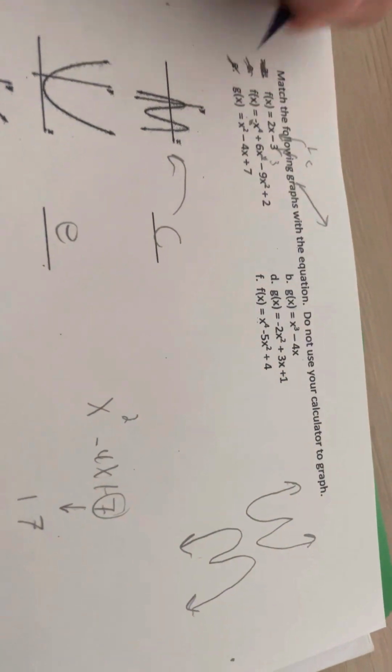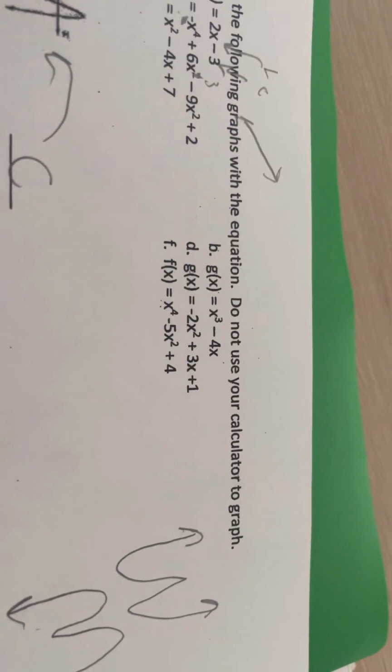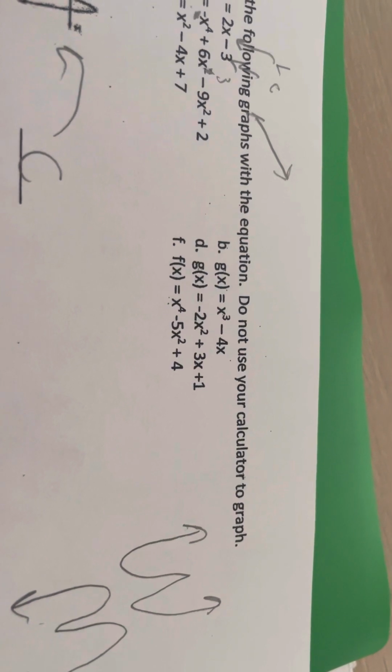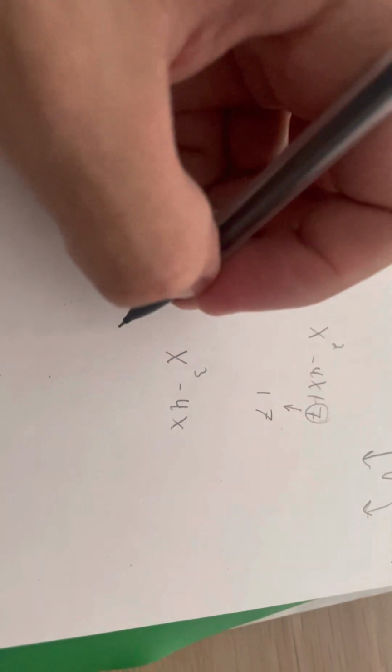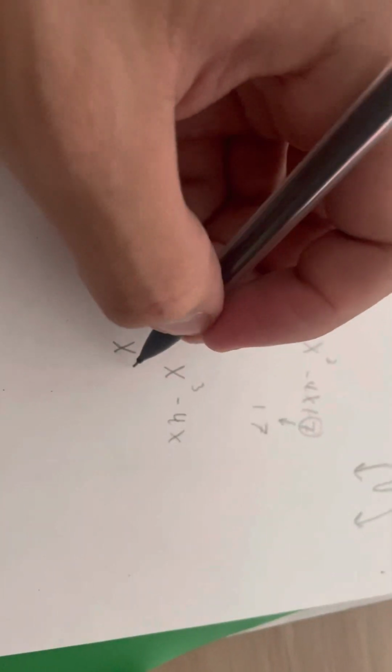So I'm going to cross E out. And now let's go over to B. This says g of x, which equals x cubed minus 4x. So instantly what I'm going to do here is I'm going to do x cubed minus 4x. Now what I'm going to do is factor out an x right here. So that's going to give us x squared minus 4.